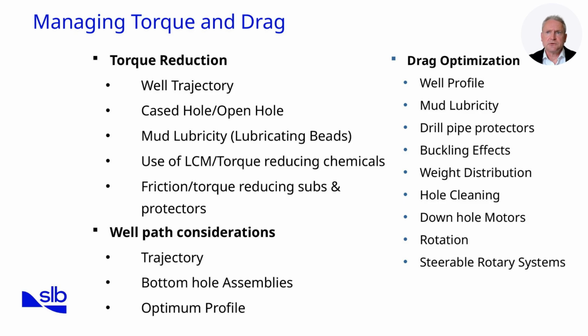Next, the distinction between cased hole and open hole is important. Torque is usually higher in open hole due to roughness and instability, so lining critical intervals helps. Mud lubricity can be improved with lubricating beads or additives, lowering the effective friction factor. Similarly, lost circulation materials, LCM, and torque-reducing chemicals may be added to reduce wall contact resistance. Finally, torque-reducing subs and drill pipe protectors can mechanically shield the string from abrasive contact.